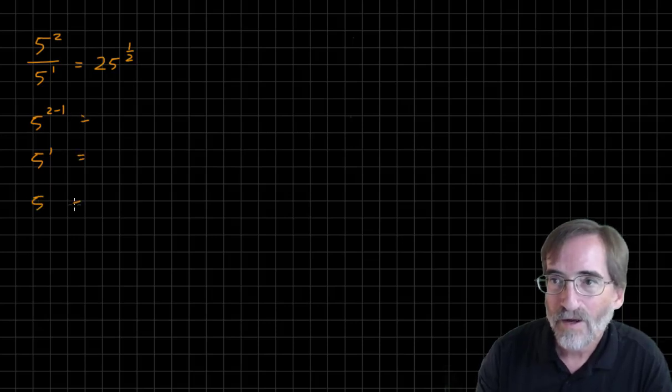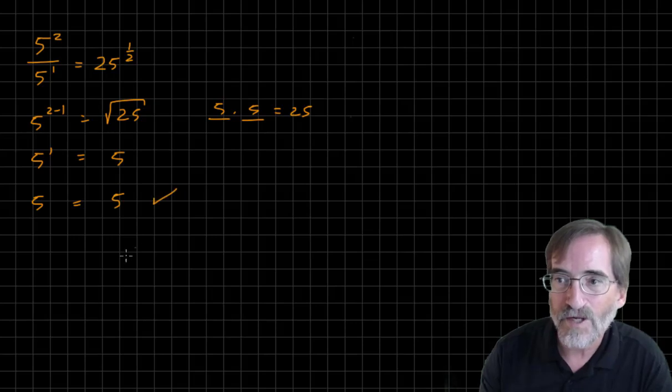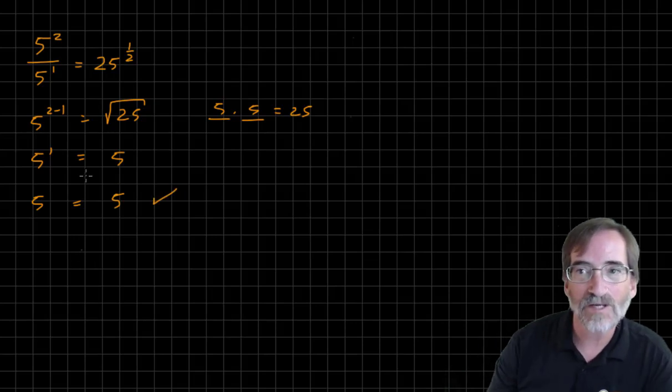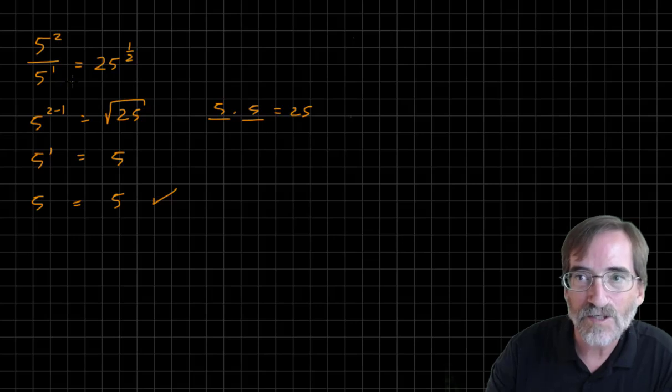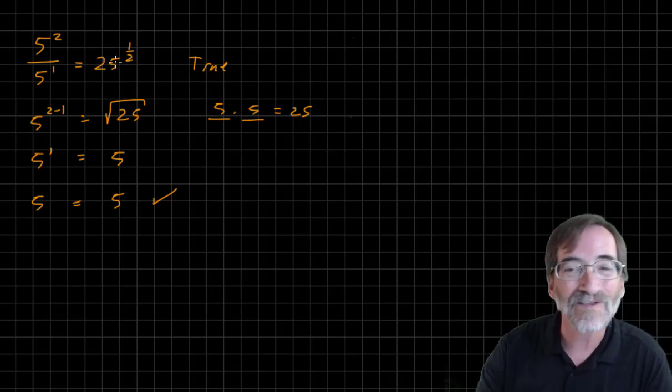Okay. 25 to the 1/2 is the square root of 25. What times itself is 25? The answer is 5. So the square root of 25 is 5. And this checks out. The left side matches the right side, so the equation at the beginning is true. And 5 squared over 5 to the 1 and 25 to the 1/2 are both equivalent expressions.